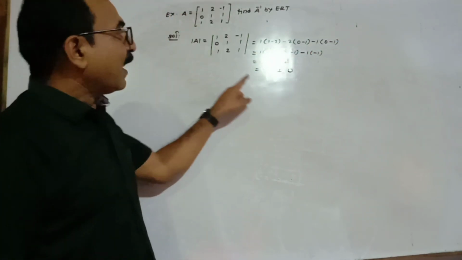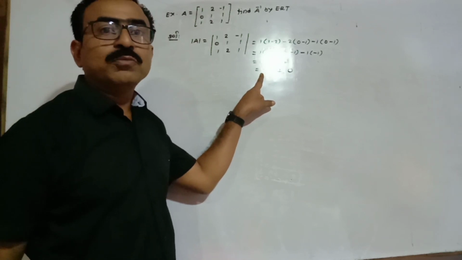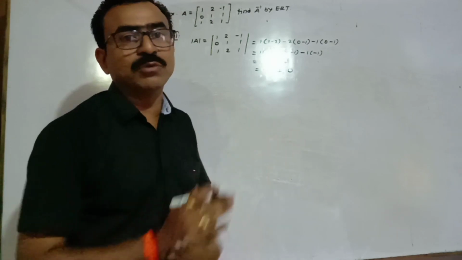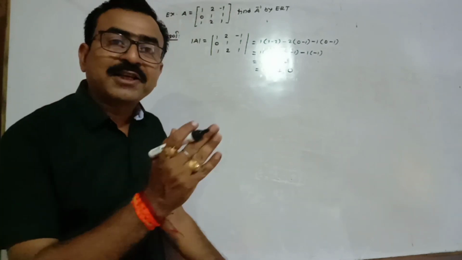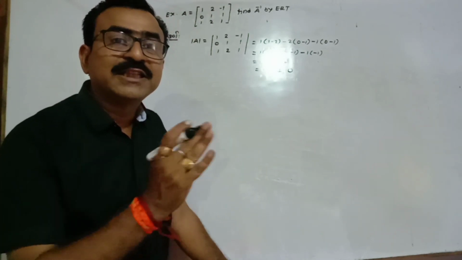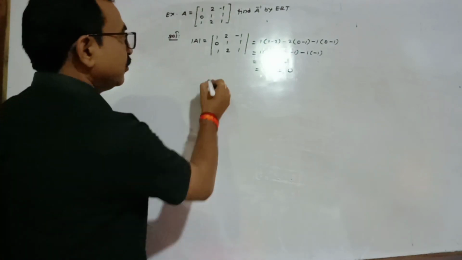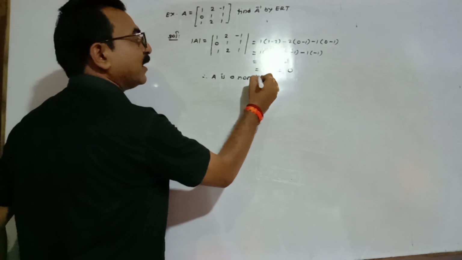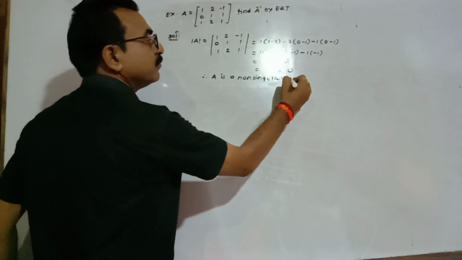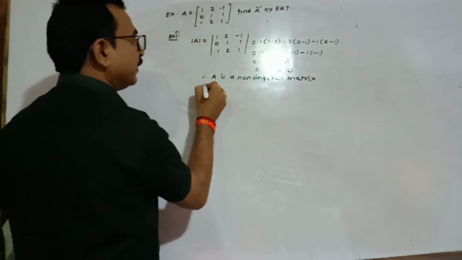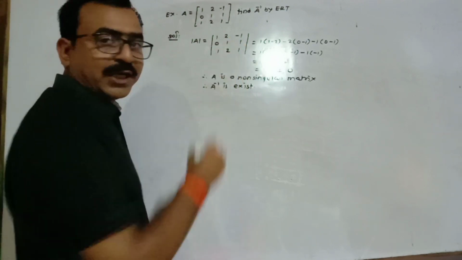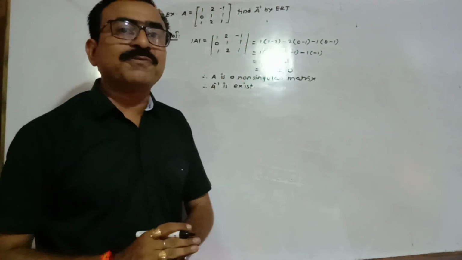So here the value of determinant is equal to 2, which means it is not equal to 0, which means this matrix is a non-singular matrix. Okay? And if the matrix is non-singular, then its inverse exists. So write down here, A is a non-singular matrix and therefore A inverse exists. Okay? So student, this is your first rule.